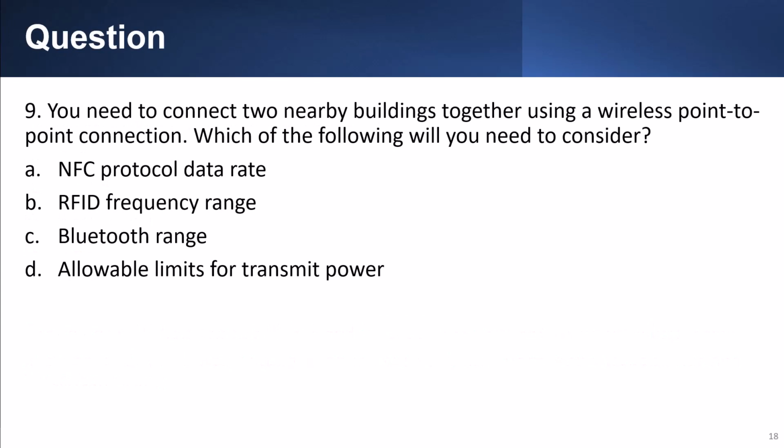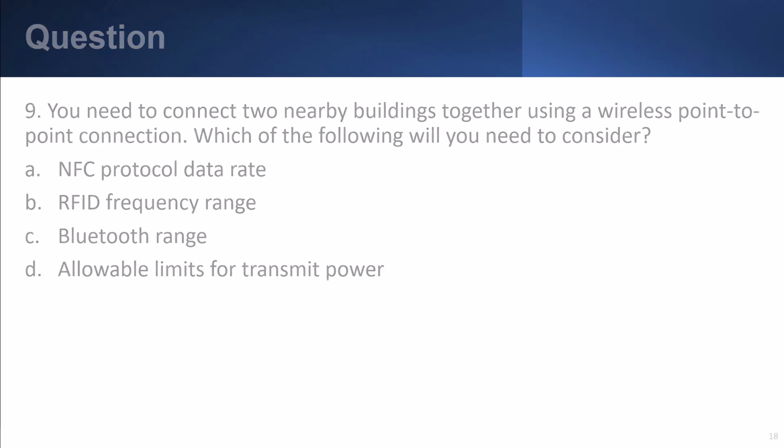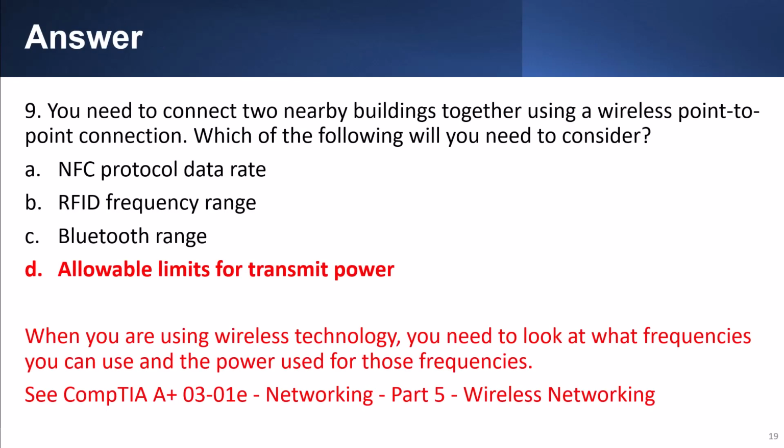Question 9. You need to connect 2 nearby buildings together using a wireless point-to-point connection. Which of the following will you need to consider? Answer: allowable limits for transmit power. When you're using wireless technology, you need to look at what frequencies you can use and the power used for those frequencies.